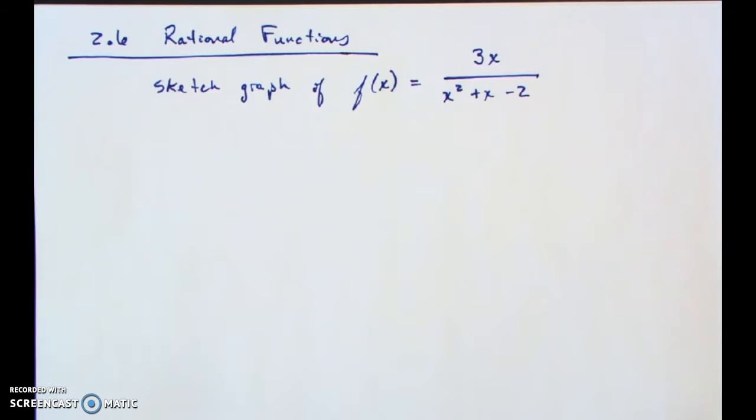Now I want you to use those steps for sketching a graph and to go through and sketch this one. Here we have f of x equals 3x over x squared plus x minus 2. Use those steps to sketch yourself a graph. Pause the video, go through that, and then I will show you what it looks like next.